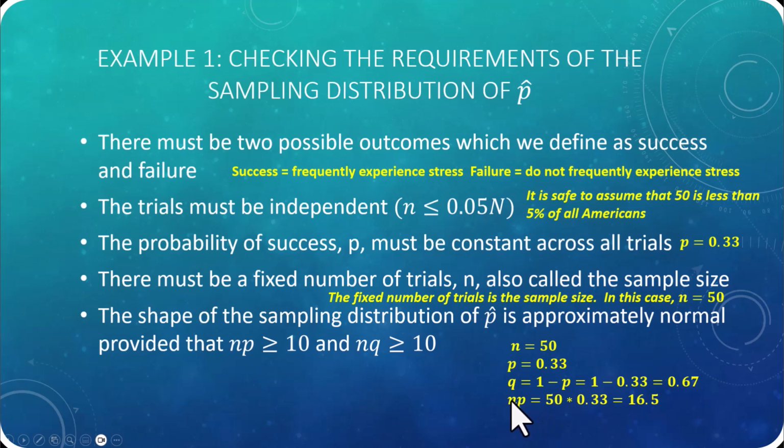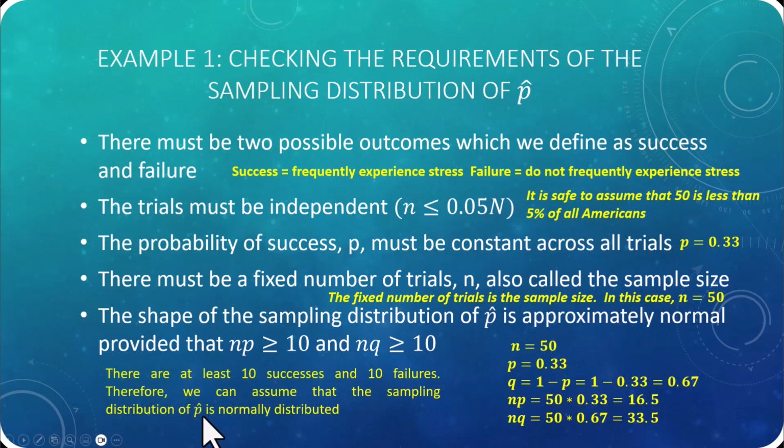So the number of successes we would have in 50 trials is about 16.5, which is greater than 10. The number of failures is N times Q, or 50 times 0.67, which is 33.5. This is also greater than 10. And so in conclusion, since we have at least 10 successes and 10 failures, we can assume that the sampling distribution of our p hat is normally distributed.